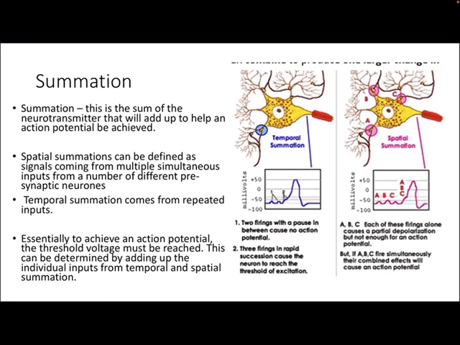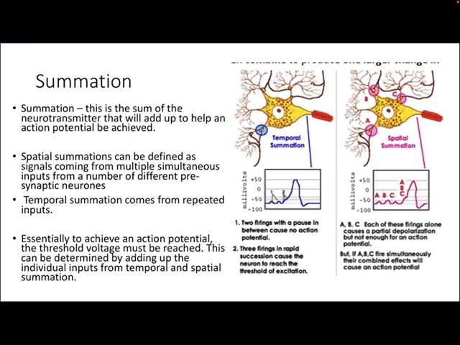Summation. There are two types of summation to be familiar with: temporal and spatial summation. Summation is the sum of the neurotransmitter that will add up together to help an action potential be achieved, again reaching a threshold value that will give the all or nothing response. Spatial summation, which is what the diagram on the right is showing, is defined as signals coming from multiple simultaneous inputs, i.e. more than one presynaptic neuron.